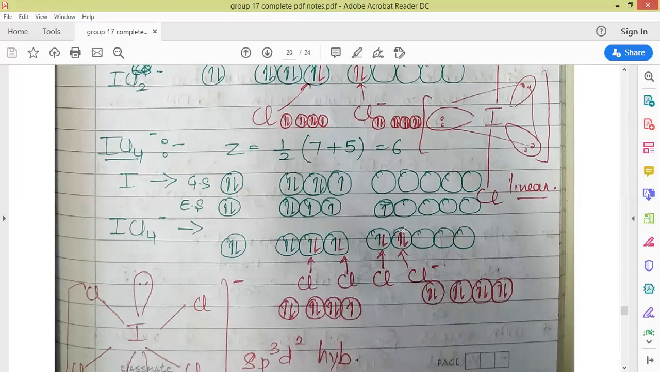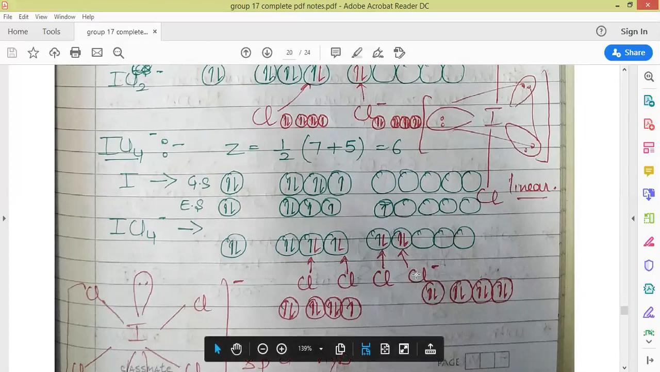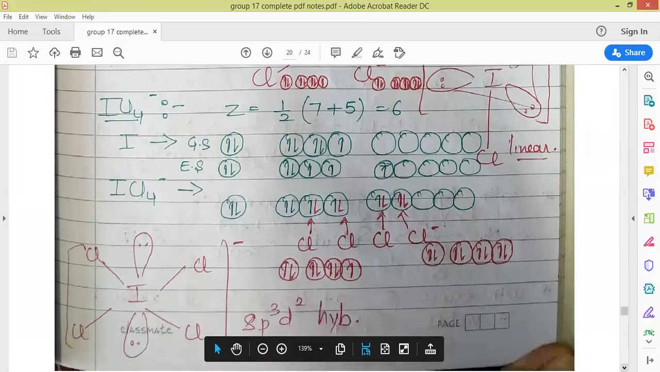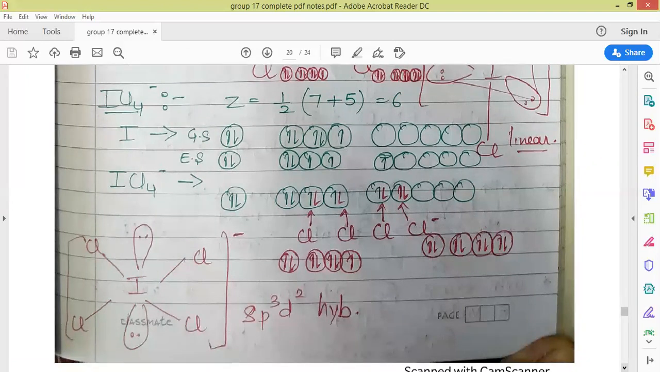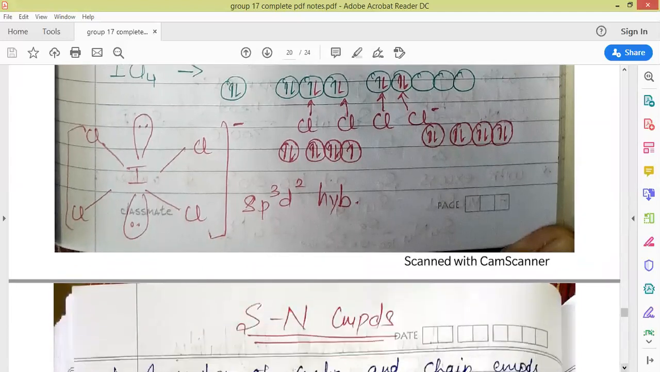and the hybridization is going to be sp3d2. Three chlorines will be contributing 1 electron each, and the chloride ion will be contributing a pair of electrons in the vacant d orbital. So we get the formation of ICl4 negative with hybridization of sp3d2, and the shape is going to be square planar.